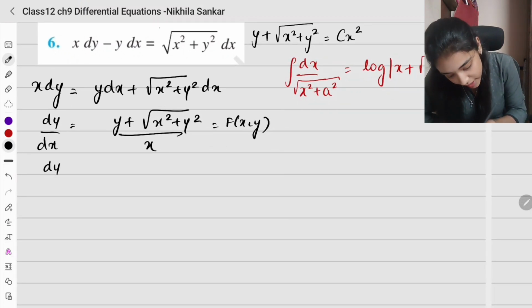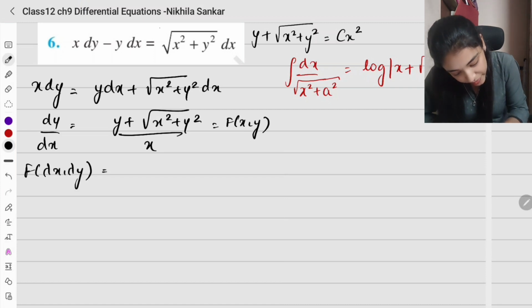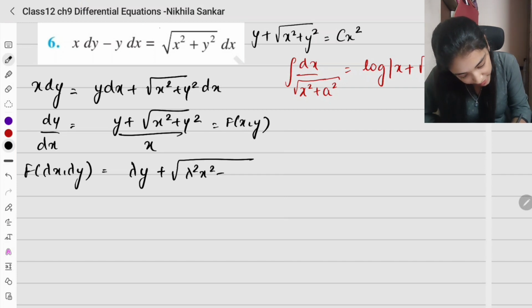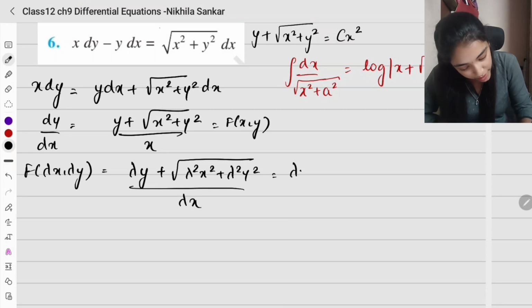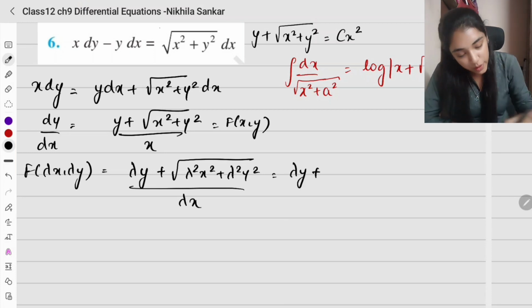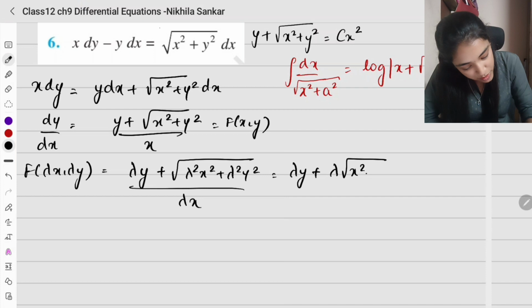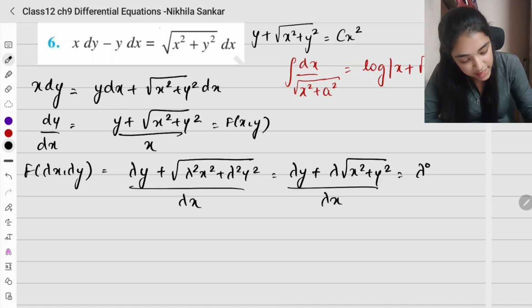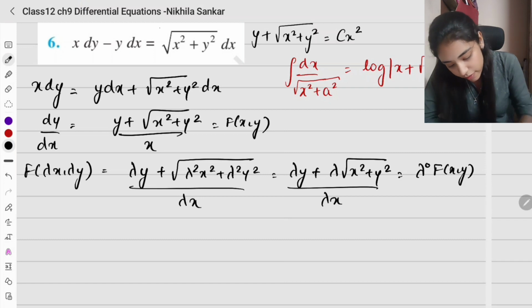Now dy இப்போ homogeneous இல்லையா செக் பண்ணனும். f of lambda x, lambda y equals lambda y plus root of lambda square x square plus lambda square y square the whole divided by lambda x. So I have lambda y plus lambda square root லேந்து வெளியில எடுத்தா I'll have lambda times square root of x square plus y square the whole divided by lambda x. Lambda x common எடுத்தா I can cancel. So it is lambda times f of xy. Hence this is homogeneous.